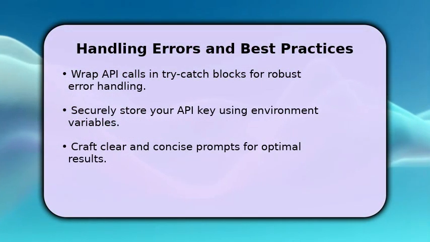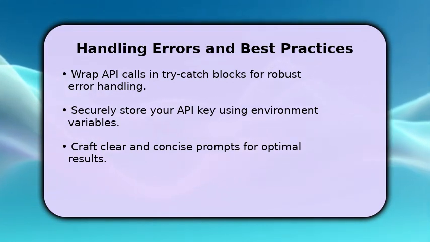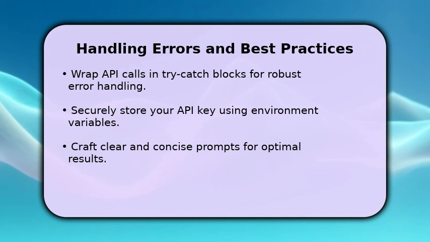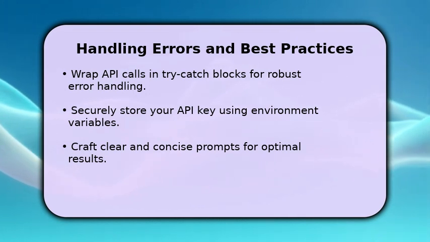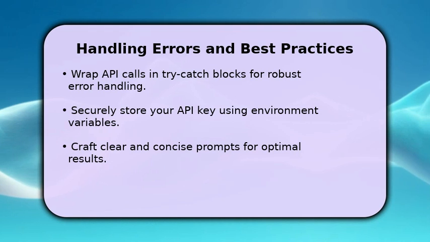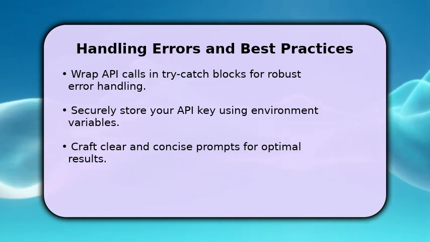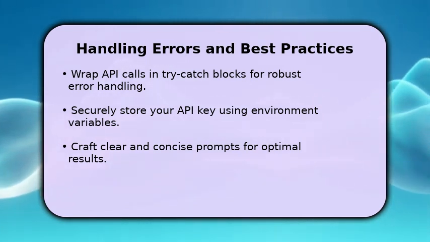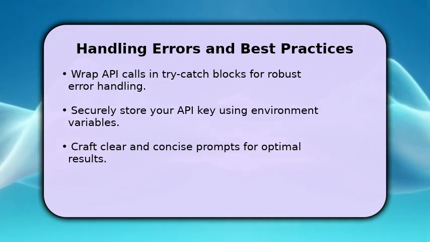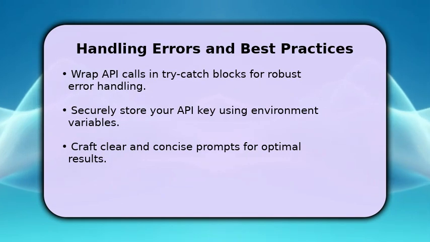To ensure your application is robust, always implement try-catch blocks around your API calls to gracefully handle any potential errors. For security, store your API key as an environment variable, never hard-coding it directly. Crafting clear and concise prompts is crucial for achieving the best possible results from the model. Finally, remember to be aware of the API's rate limits and usage quotas to avoid unexpected interruptions.